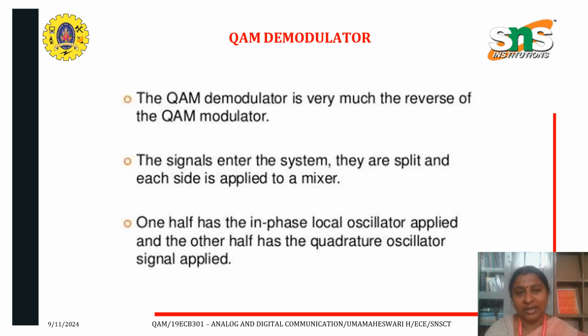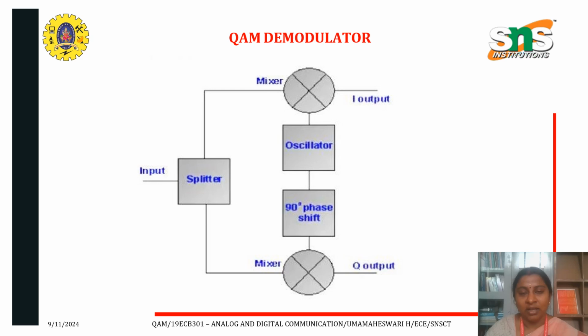QAM demodulator. It is very much the reverse of the QAM modulator. The signals enter the system. They are split and each side is applied to a mixer. One half has the in-phase local oscillator applied and the other has the quadrature signal applied. In the QAM demodulator, the input is given to the splitter, which splits and gives the input to the mixers, then to the oscillator and the 90-degree phase shifter, and we get an in-phase output and a quadrature phase output.